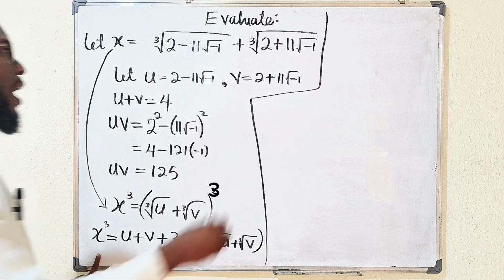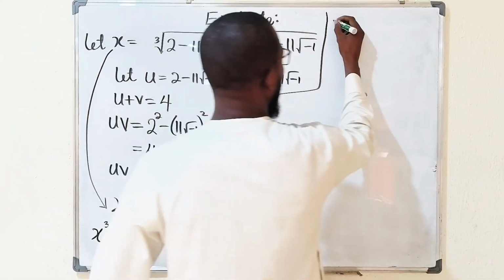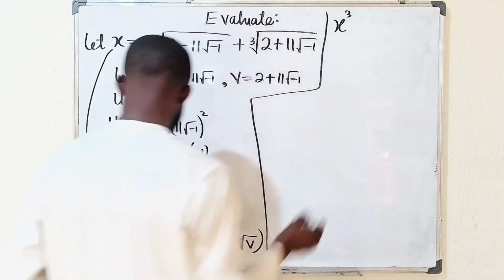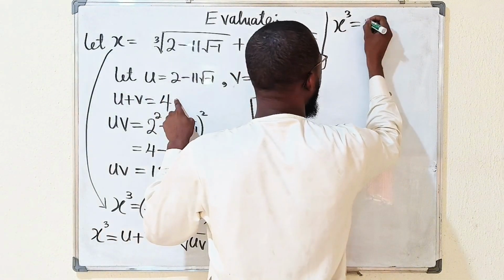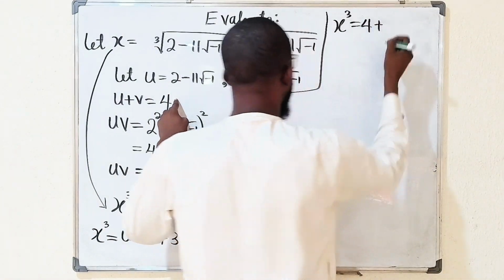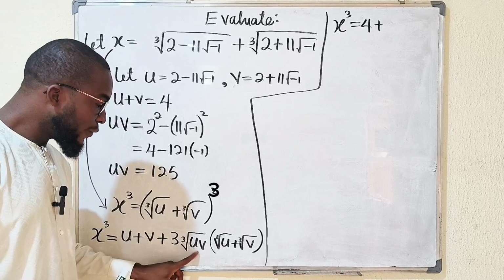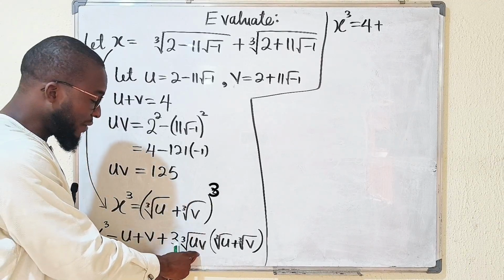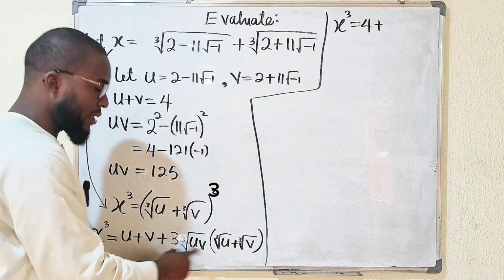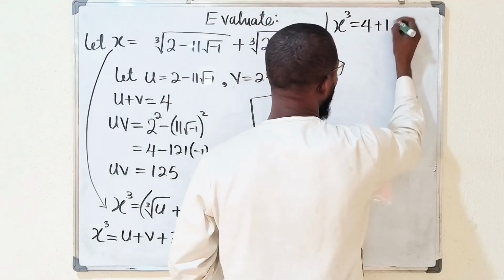So we have x to the power of 3. U plus v is 4. So this is equal to 4 plus, this is cube root of uv, but uv is 125. Cube root of 125 is 5. 5 times 3 is 15. So we have 15 here. 15 times what?